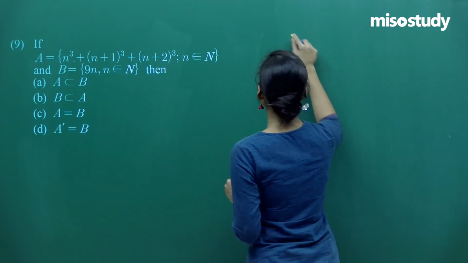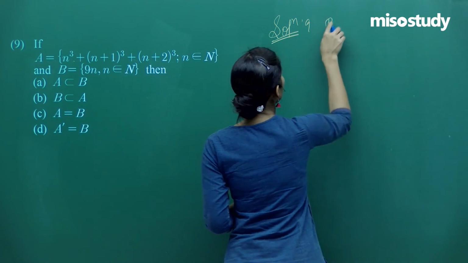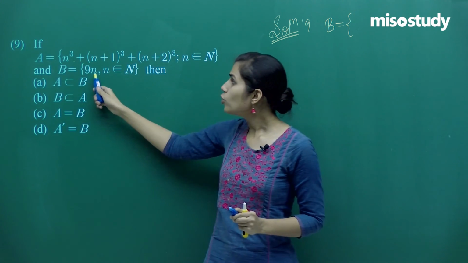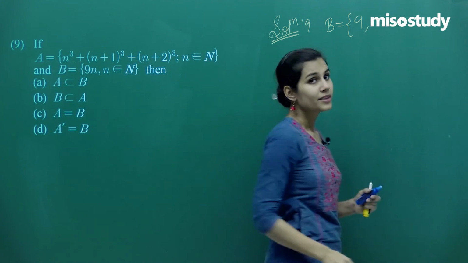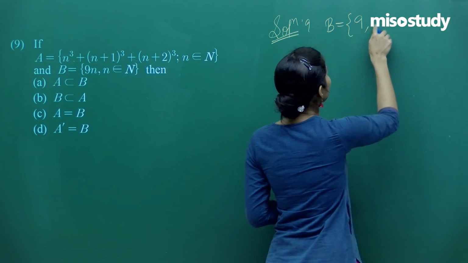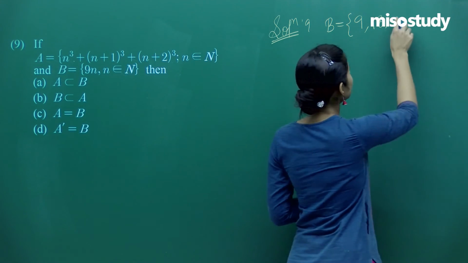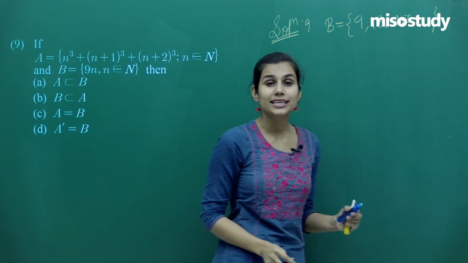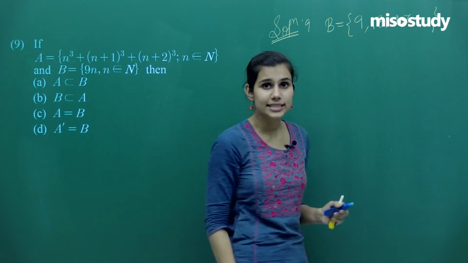This means if I try and open my set B, my set B comes out to be 9 into 1, which is the first natural number. 9 into 1 gives me 9. 9 into 2, which is the second natural number, gives me 18. 9 into 3 gives me 27. And if I proceed like this, what is this? It is basically the table of 9. All the multiples of 9 are given here in set B.